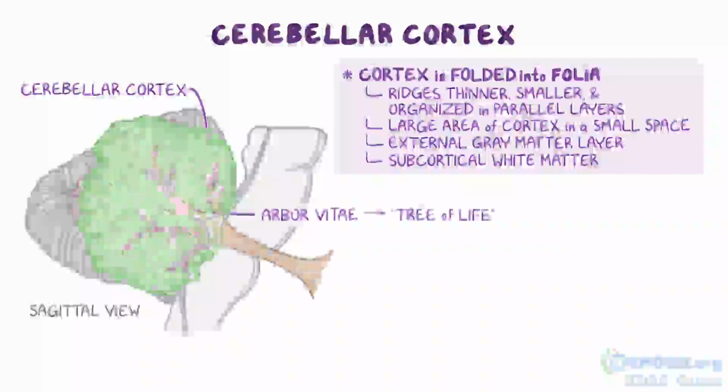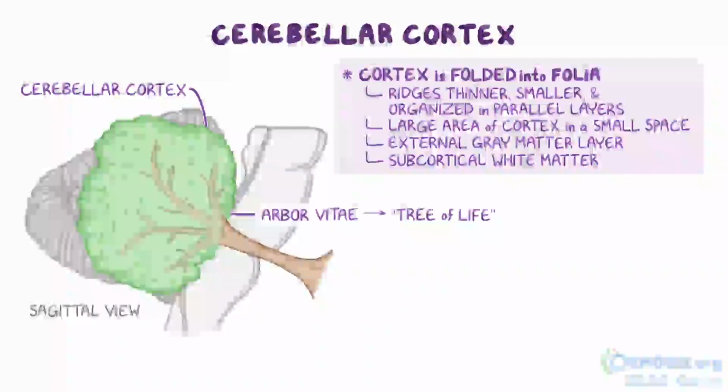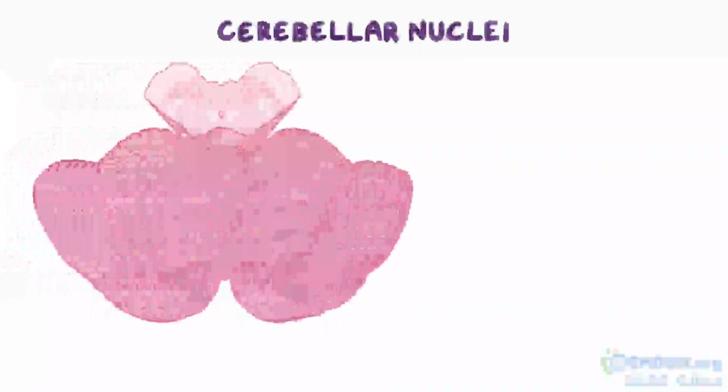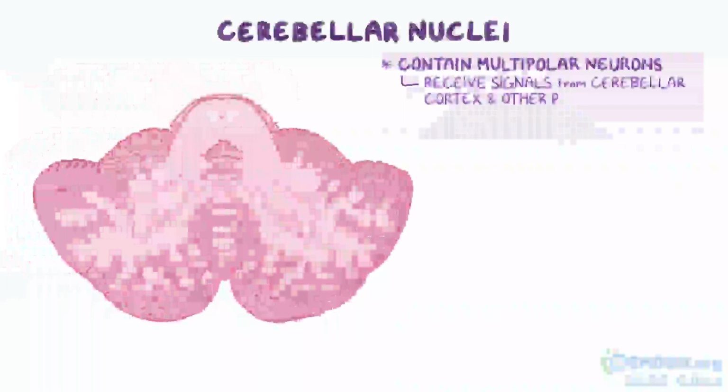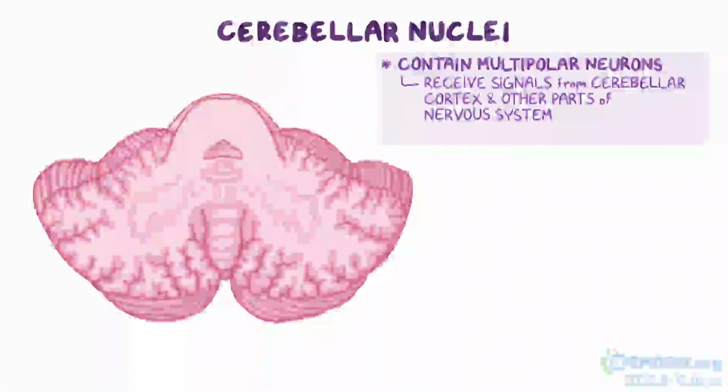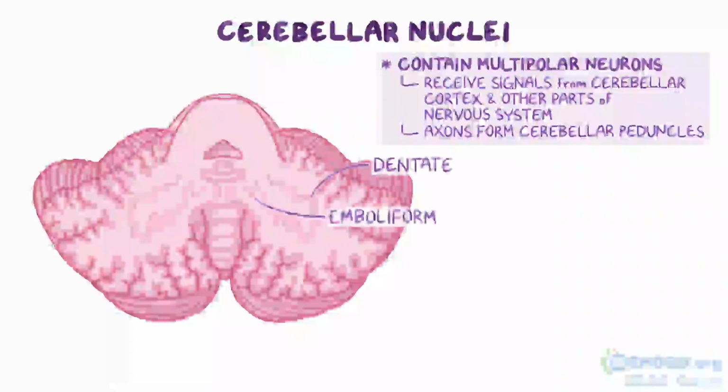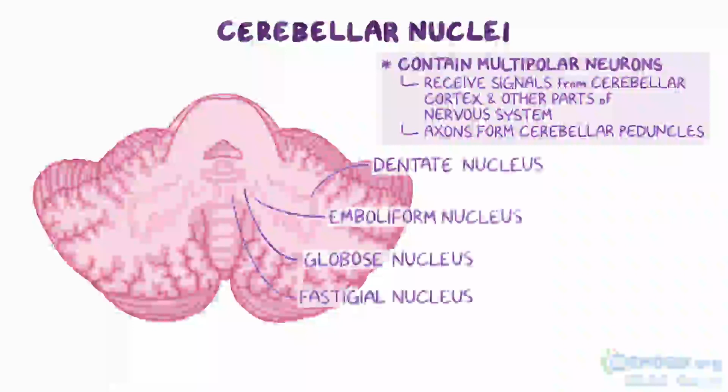On a transverse section of the cerebellum, we can see 4 clusters of deep gray matter nuclei buried deep within the subcortical white matter. These deep cerebellar nuclei, or intracerebellar nuclei, contain multipolar neurons that receive signals from the cerebellar cortex and other parts of the nervous system, and their axons contribute to the formation of the 3 cerebellar peduncles. From lateral to medial, these deep cerebellar nuclei consist of the dentate, emboliform, globose, and fastigial nuclei.